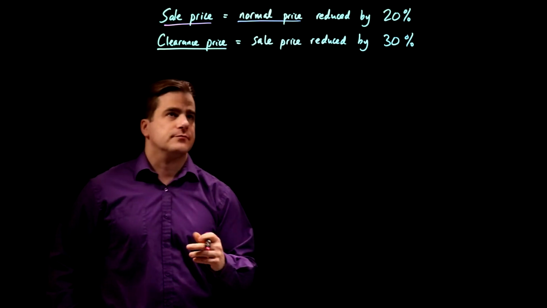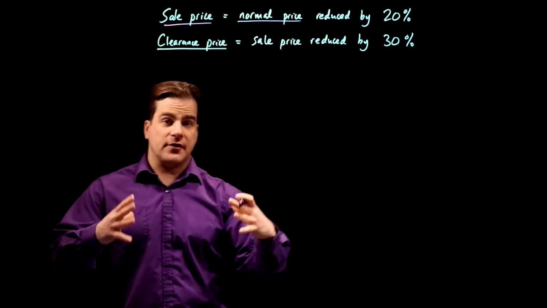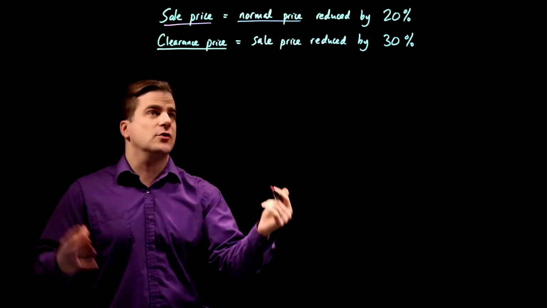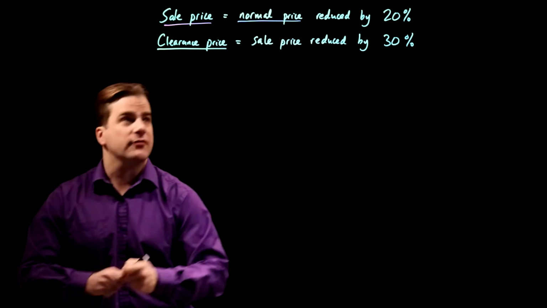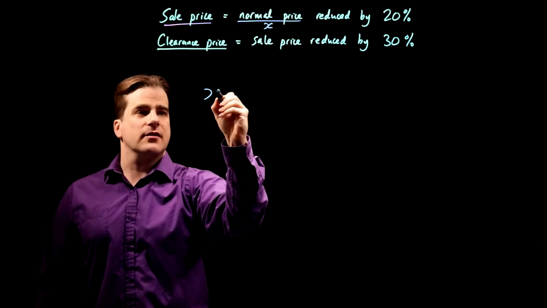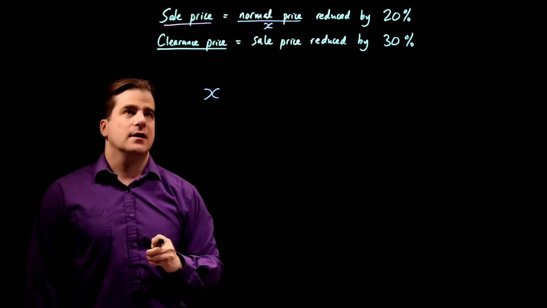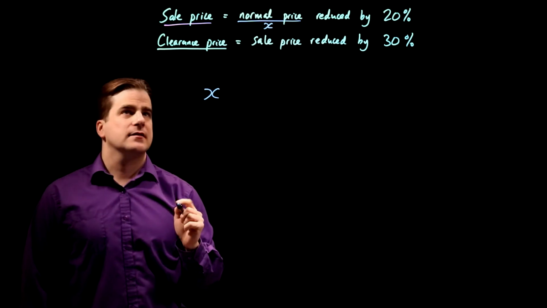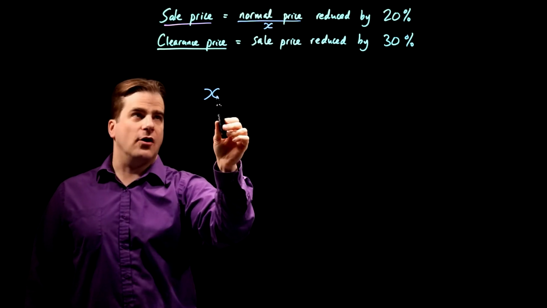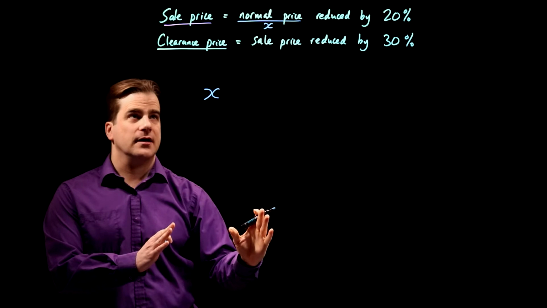We don't know what the normal price is. So you have to have the confidence to be able to say, well, it doesn't matter. I'll just call it something of my own invention. Let's call it X. So we'll have X as the normal price. So we start with X. Now we're reducing that by 20%. So the sale price is 20% taken off the normal price, which means you're left with 80%.